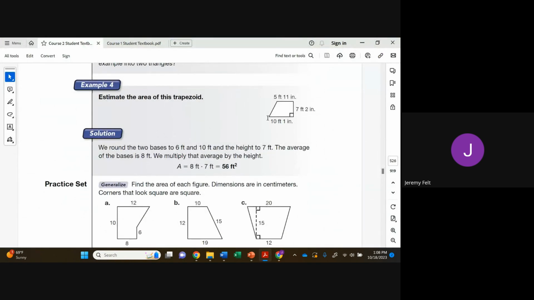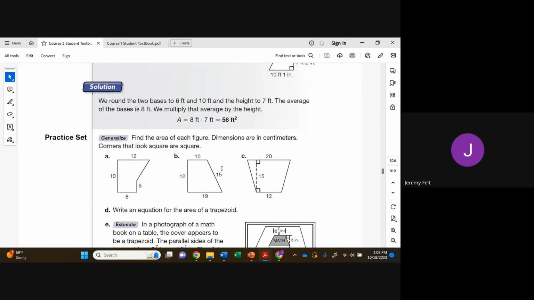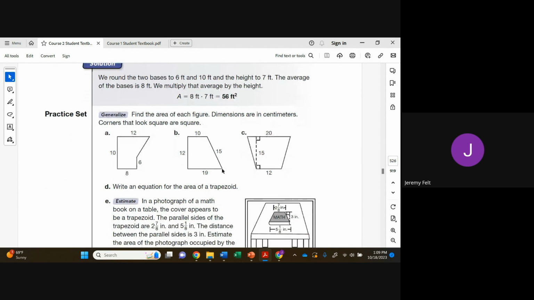And then if we wanted to estimate area, if we were just trying to buy supplies and make sure we had enough, we could round to 10, 6, and 7 and do 10 plus 6 is 16, divided by 2 is 8. 8 times 7 is 56 square feet. So again, only estimate if it says to estimate. Otherwise, we're going to have to calculate it out.